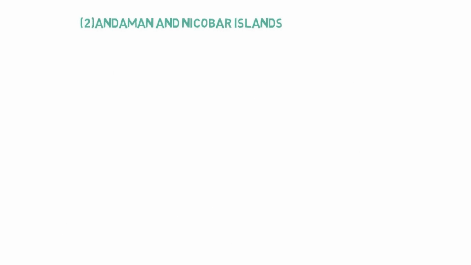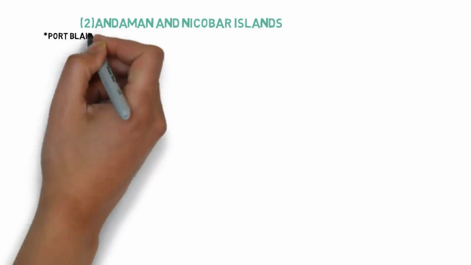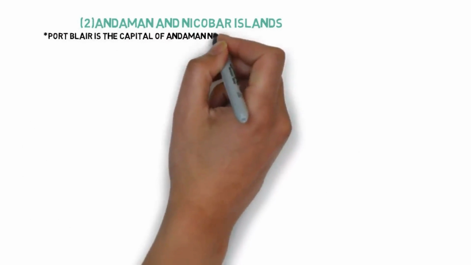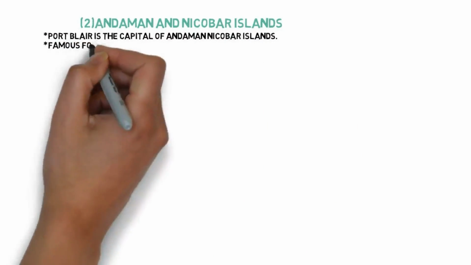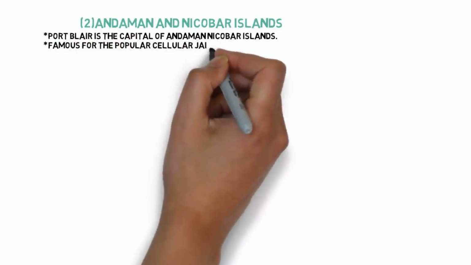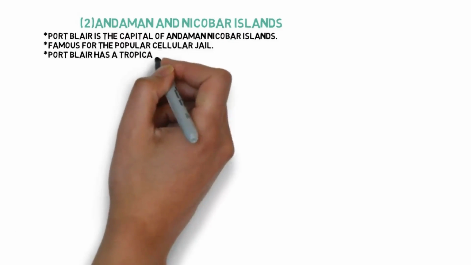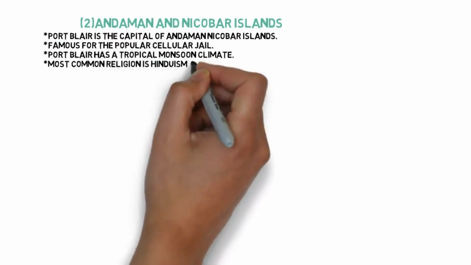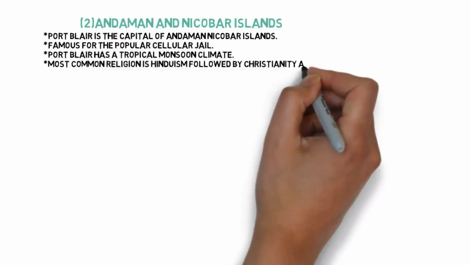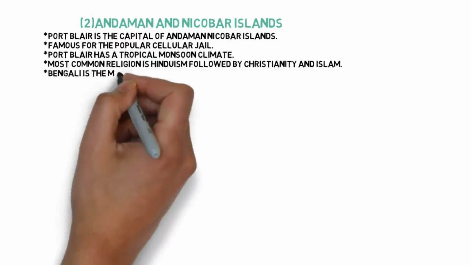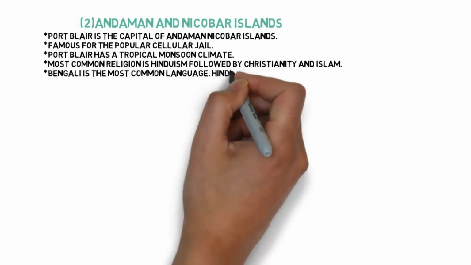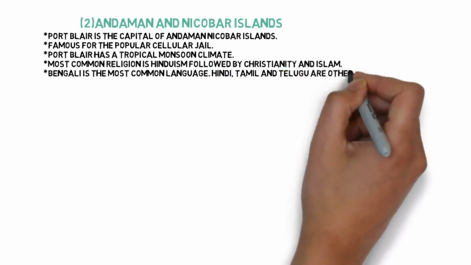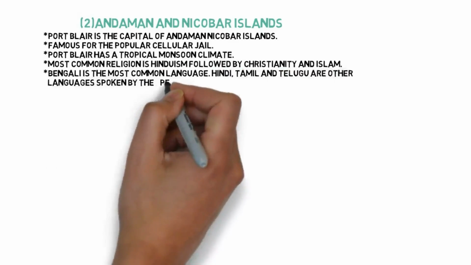2. Andaman and Nicobar Islands. Port Blair is the capital of the Andaman and Nicobar Islands. Famous for the Cellular Jail, Port Blair has a tropical monsoon climate. The most common religion is Hinduism, followed by Christianity and Islam. Bengali is the most common language. Hindi, Tamil and Telugu are other languages spoken by the people.